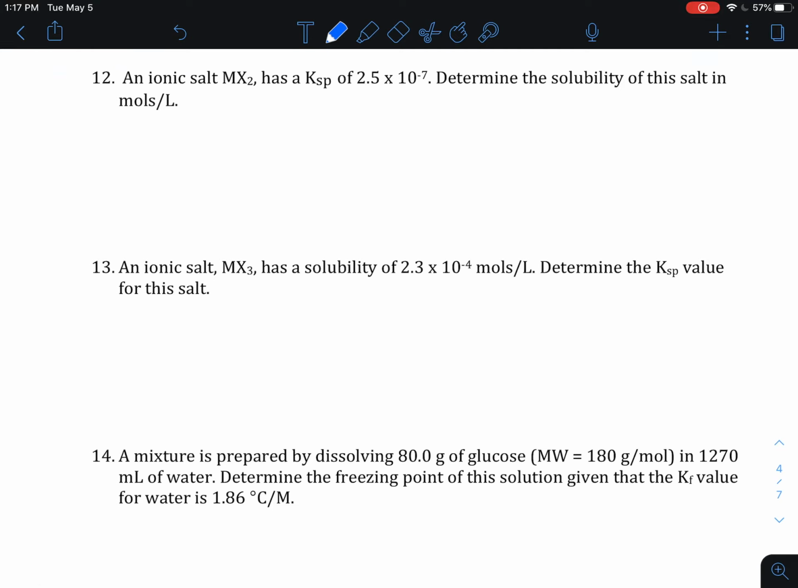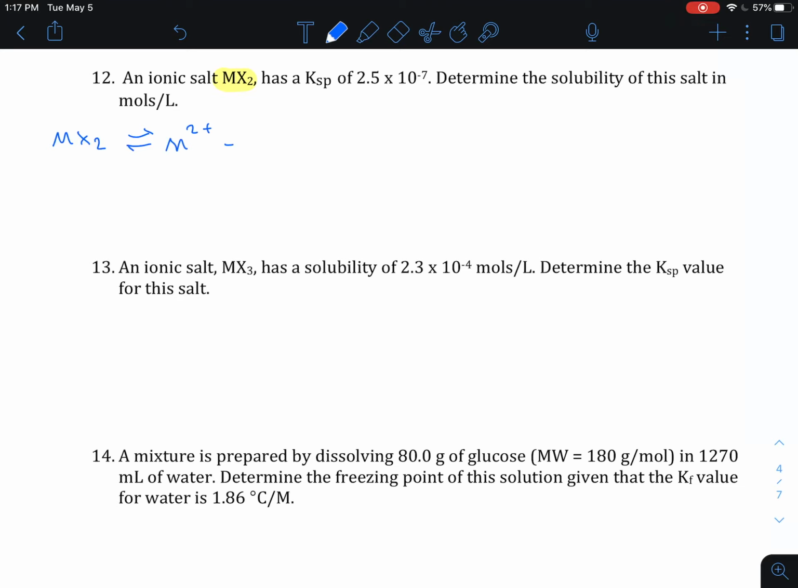Okay, so 12 and 13 wrap up the exam 2 stuff. So I guess I can go ahead and do those, and then we'll save the exam 3 in later for the second half. So now we're talking about Ksp values, and it's telling us about our salt MX2, and it's asking for the molar solubility.